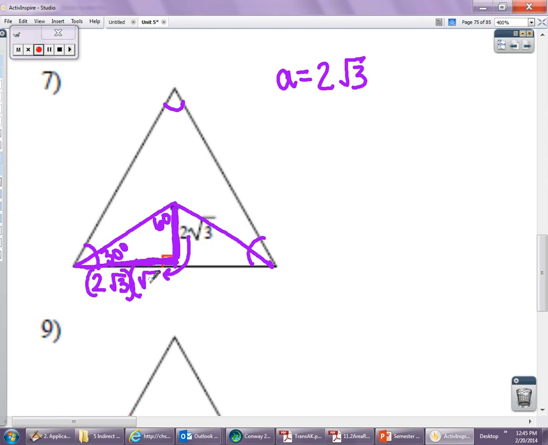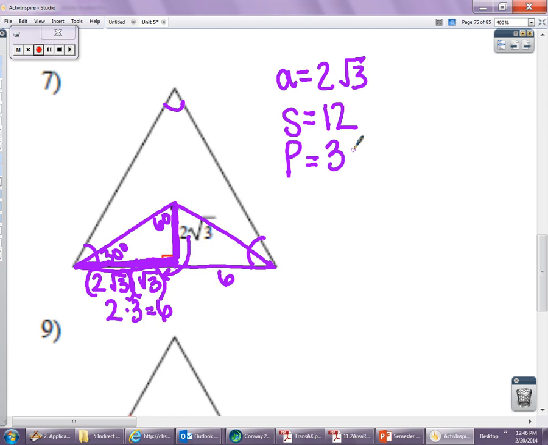And that's again based on the concept of the 30-60 triangle. So that's 2 times 3, which is 6. Now that's just this one segment right here. I need the entire length. So I know this is also 6, and therefore one side is 12. One side is 12.